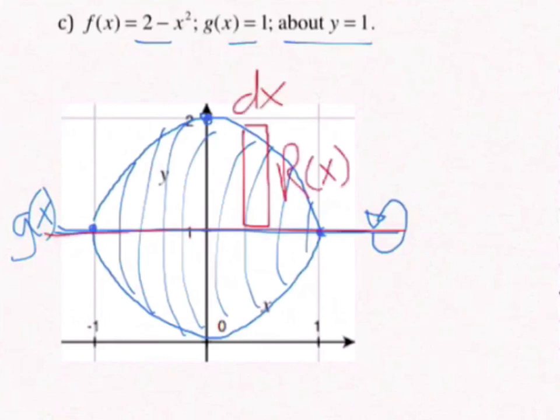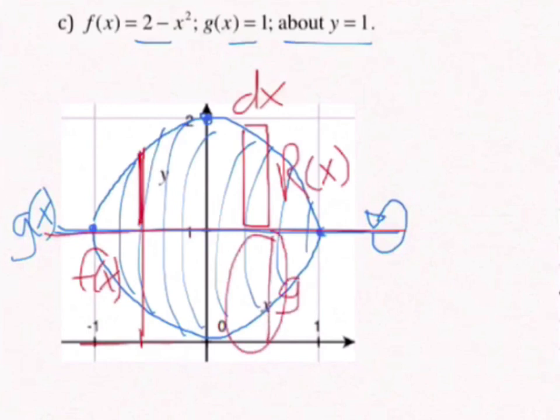Now in this case, r of x is not the same thing as f of x, because f of x, remember, would be the entire height from the x-axis up. So there is your f of x. But we don't want the whole thing, we just want this part. And so we have to think we're actually going to be subtracting this amount, which is actually g of x. So r of x, in this case, the radius, is going to be f of x minus g of x.